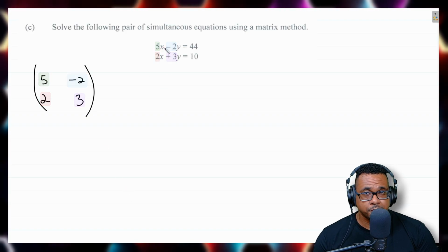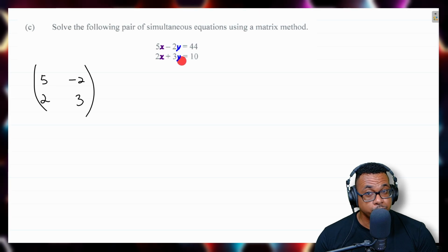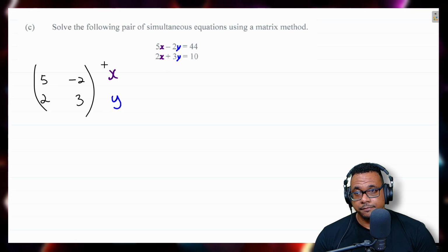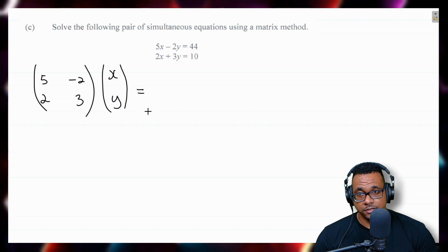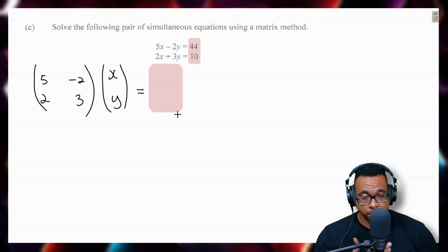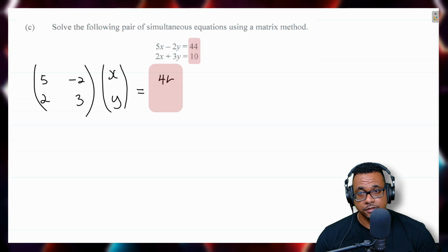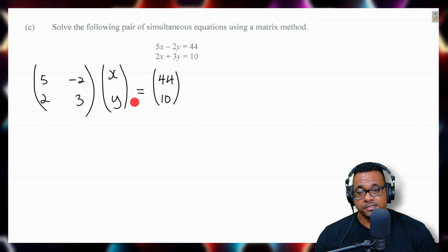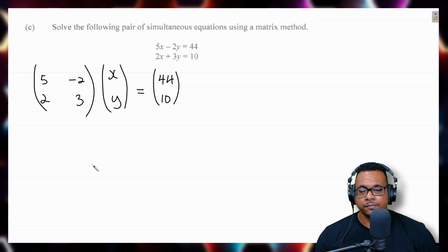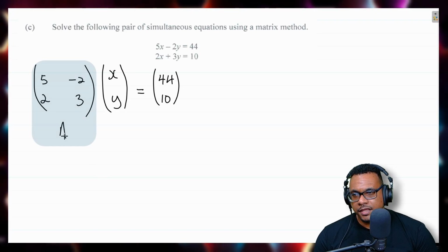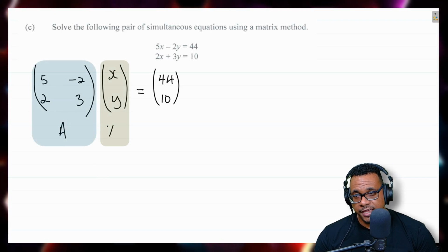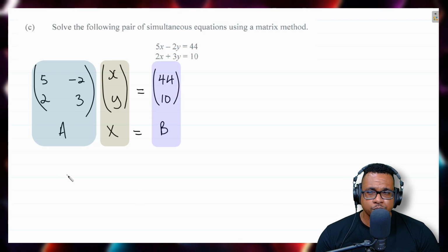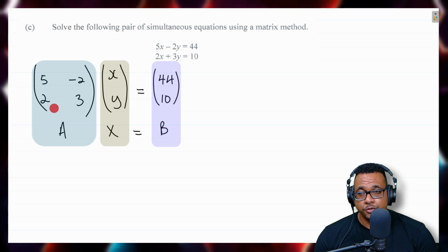Now, seeing that in our variables, x comes first, then y for both equations, we're going to have x first, then y is equal to, and then we have the 44 and 10. Let's write that as a column matrix, 44, 10. And this is our pair of simultaneous equations in matrix form. So here will be A, so the coefficient matrix is A, we call this X, and we call this one B. So what we want to do is get the inverse of this coefficient matrix.